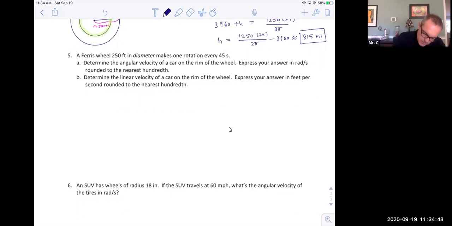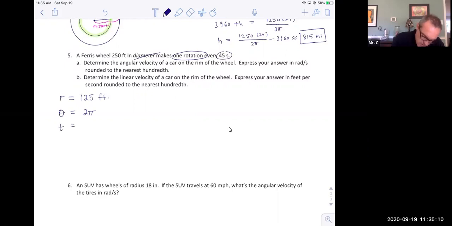First step, we don't use diameter in math, we use radius. So let's change that right away. That's one common mistake we want to avoid. It makes one rotation. That to me sounds like an angle in radians. So one rotation I know is 2 pi radians, and that rotation happens every 45 seconds.